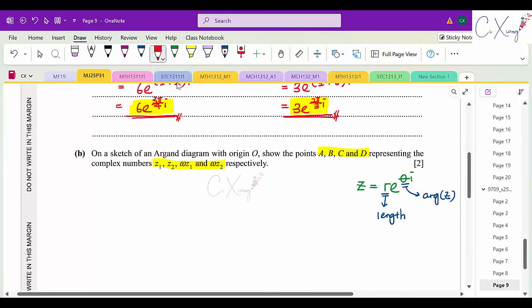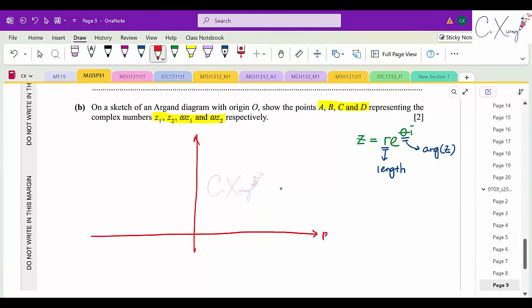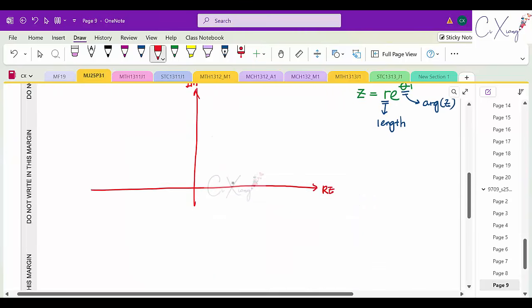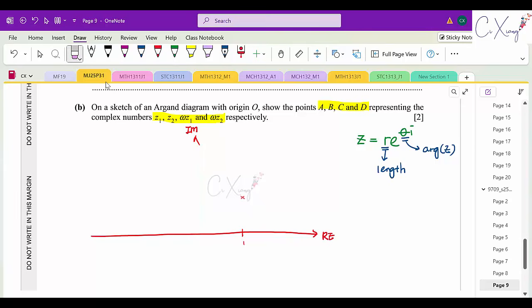So when we want to draw any complex number on an Argand diagram, we have the imaginary part and the real part. Let's start with Z1 first. For Z1, you have 3e power pi over 4i. That means the length is 3, and the angle is pi over 4. Pi over 4 means 45 degrees, so it will pass through maybe 1 and 1. When you draw it, it will pass through the points 1, 1, 2, 2 or 3, 3.